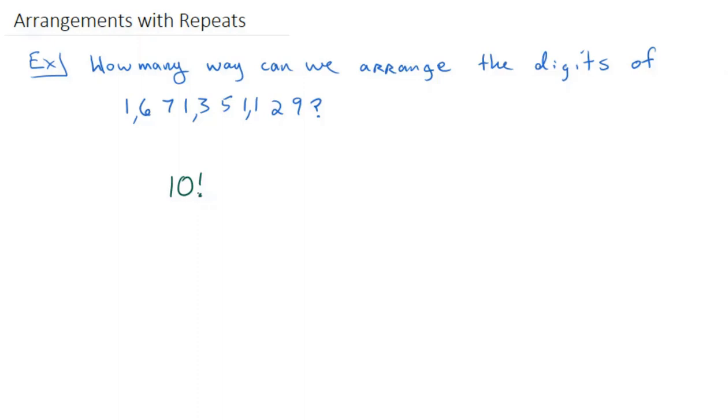But now we have to consider whether or not we have repeats. So for example, if I switch this one and this one, I have the same number. It's indistinguishable. So that would count as a repeat. In total, we have 4 ones that are repeated. And so that means that we need to divide our 10 factorial by 4 factorial in order to determine the total number of arrangements that are all distinct from each other. So when I do the math out on that, I get 151,200. So there are that many ways to arrange that.